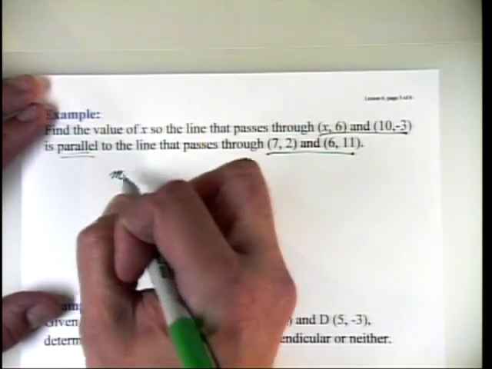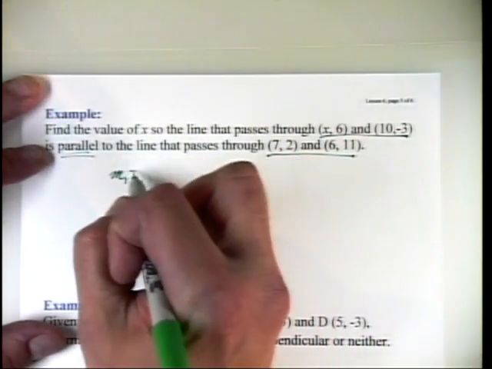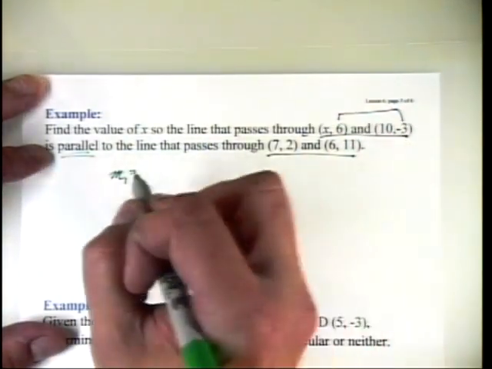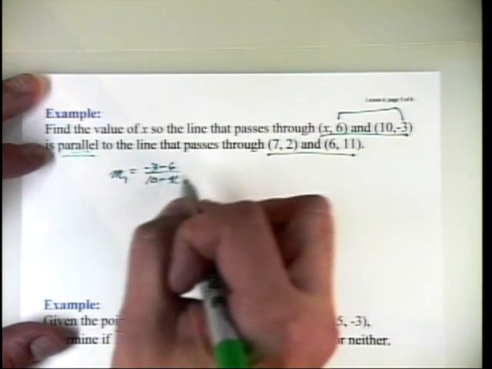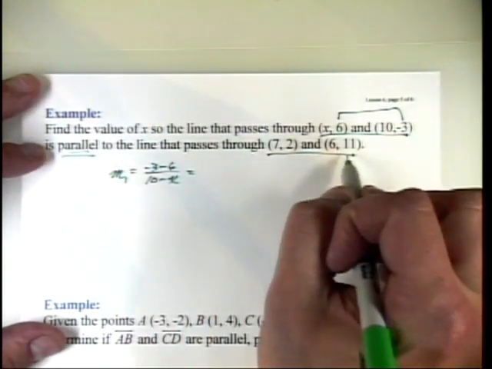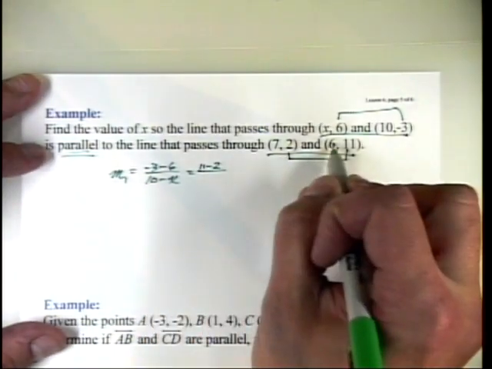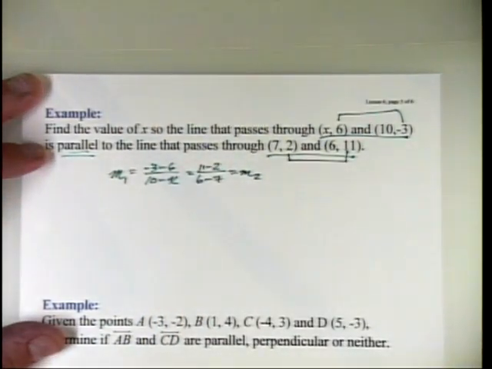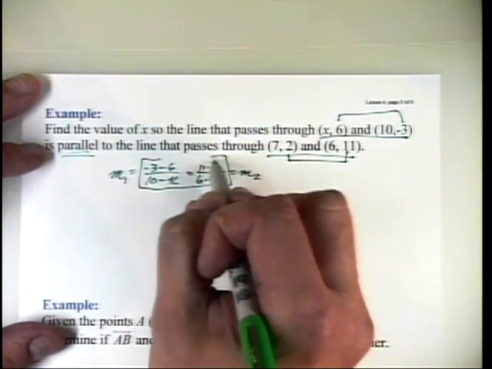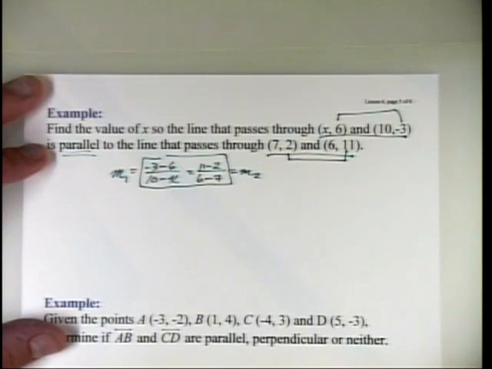So I'm going to call the slope of the first guy m sub 1. We use a lot of subscripts. That's going to be the first line. So that's -3 minus 6 over 10 minus x. That has to equal the other slope, which is 11 minus 2, all over 6 minus 7. And that's going to equal m2. Well, really, the middle part is what I'm interested in, setting their slopes equal to each other. So let me go ahead and work it out now.